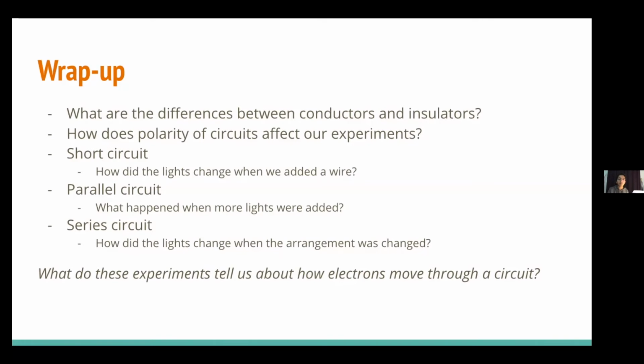How would you guys summarize? How do you think electrons move through a circuit in general? It doesn't need to be too complicated. Has to be a closed loop, yeah. Any other ideas?